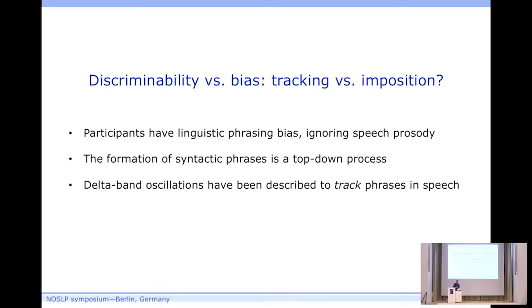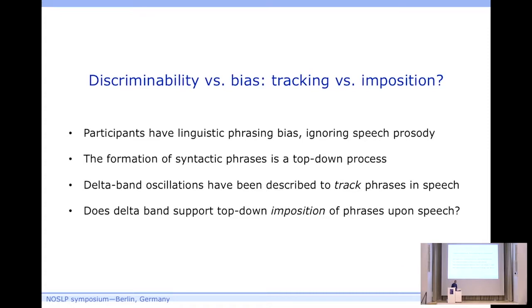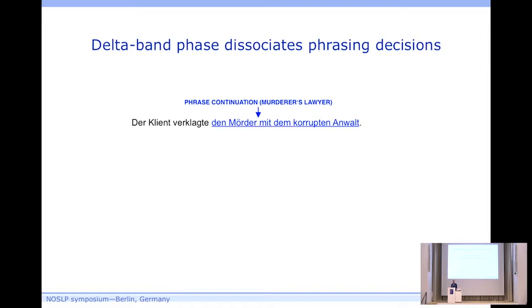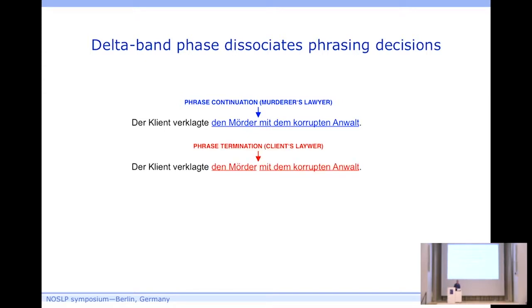So delta band oscillations, as we all have read, have been described to track phrases in speech and to follow the phrase structure that is in speech. That's the Ding study, and that's also compatible with the Bonhage study that I just showed you. But does the delta band also support what I call the top-down imposition of phrases or syntactic structure upon the speech stream? To find out, we compared trials where participants decided to continue a syntactic phrase in this ambiguous sentence at the offset of the murderer, to those trials where participants terminated the phrase. And this is, as you have seen from the bar plot before, orthogonal to speech prosody, right?